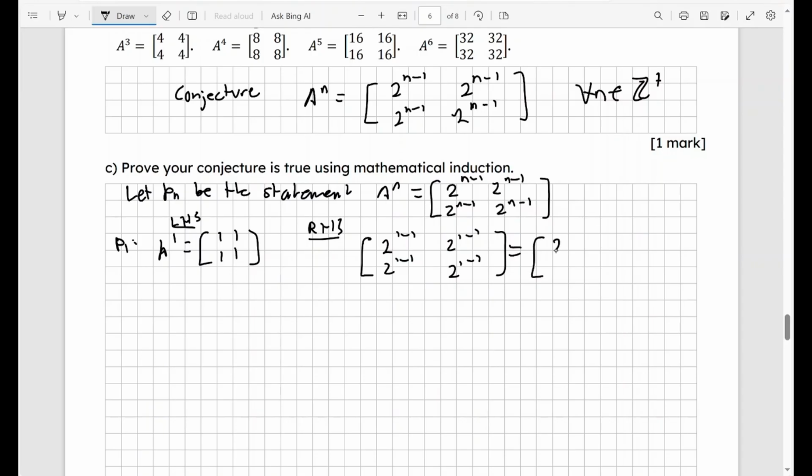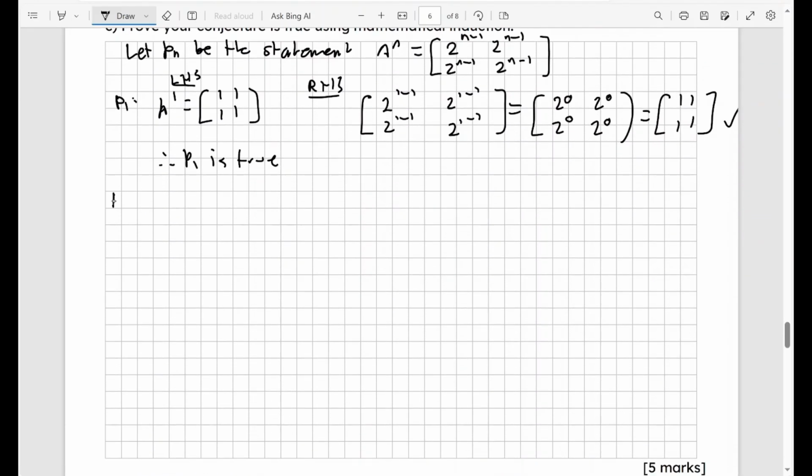Giving you 2 to the 0, 2 to the 0, 2 to the 0, 2 to the 0, which is 1, 1, 1, 1. Therefore, P1 is true. So step 2 will be to assume Pk is true. Therefore, A to the power of k is going to be 2 to the k take 1, 2 to the k take 1, 2 to the k take 1, 2 to the k take 1.